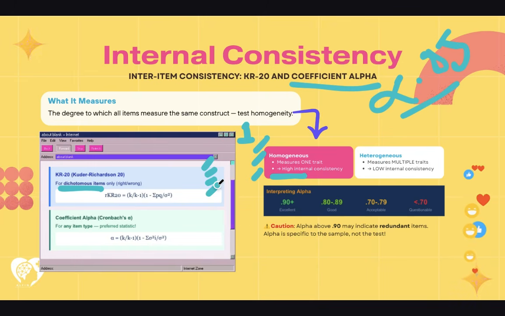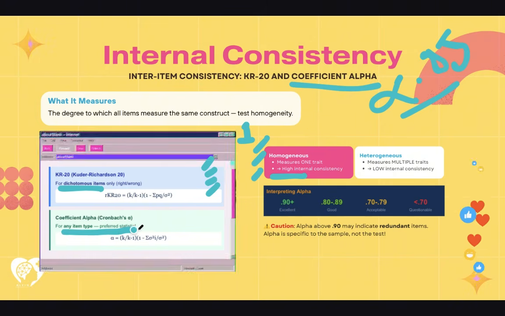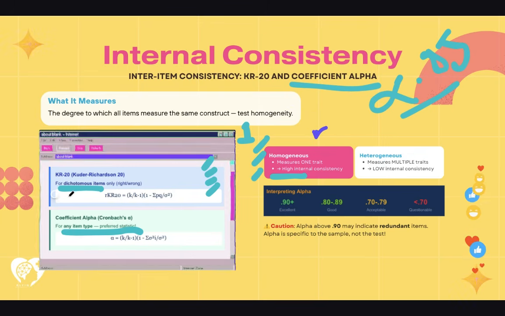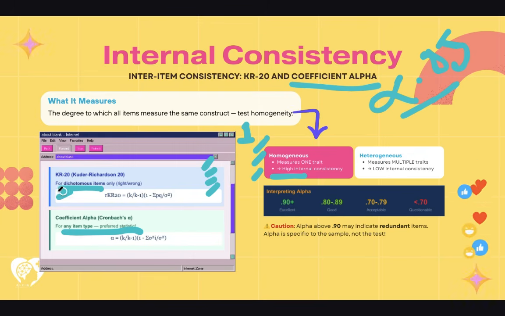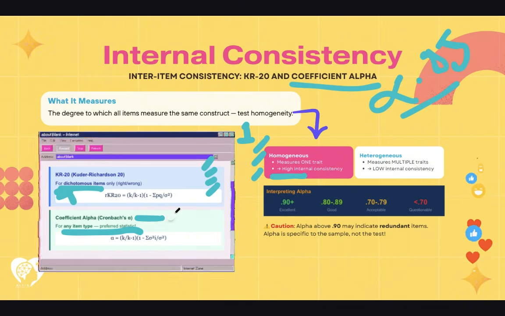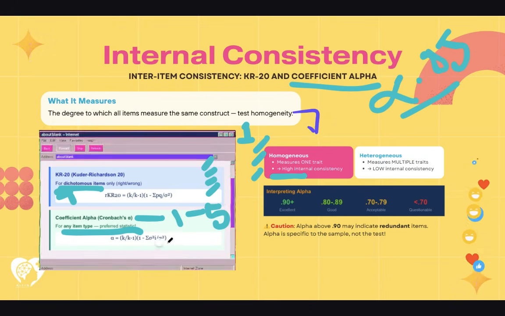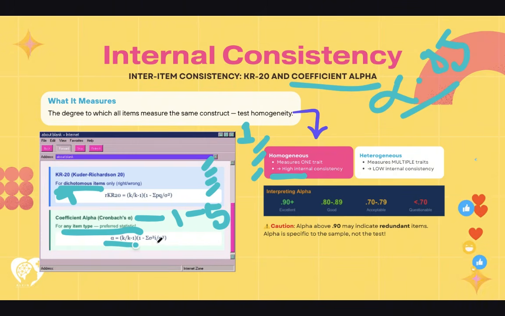Now, going back to Cronbach alpha or coefficient alpha, this is the preferred statistic because it's used for almost everything. Ang KR20 is again for dichotomous items only. Ang Cronbach alpha, diri nimo makita ang Likert scale, unsa pa na mga rating scales, rate 1 to 10 or 1 to 5 on how much you agree with the statements. So that's why it's the preferred statistic.